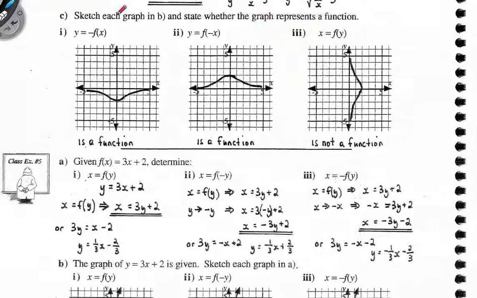Part C here is sketch each graph in B and state whether the graph represents a function. Okay, so you can have a look at this. Compared to the original, basically what it is is a reflection in the x-axis. So you get that. Here's a reflection in the y-axis. Actually, it doesn't change, and that's why the equation is still the same. Switching the x and the y, you're getting the inverse function, and you can see what happens if it's reflected in the y equals x line. So this is a function, and this is not a function.